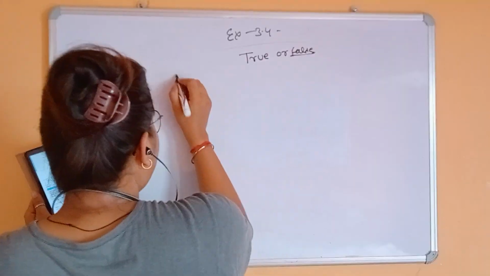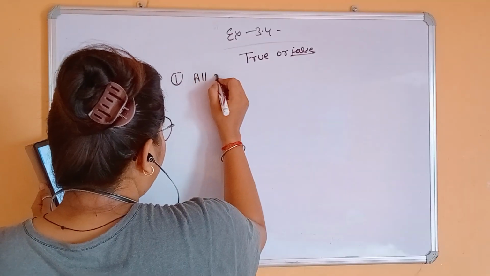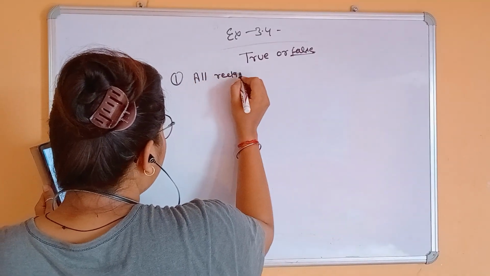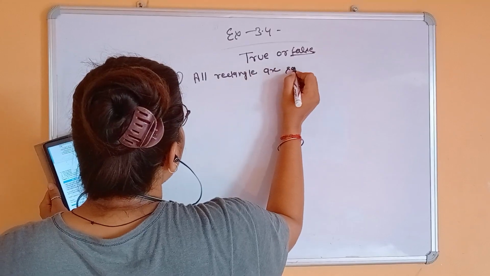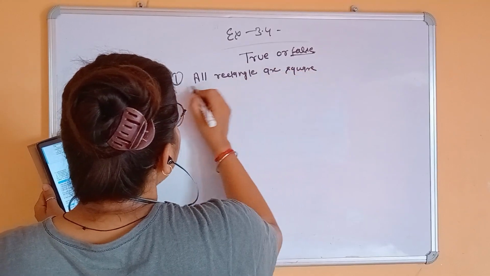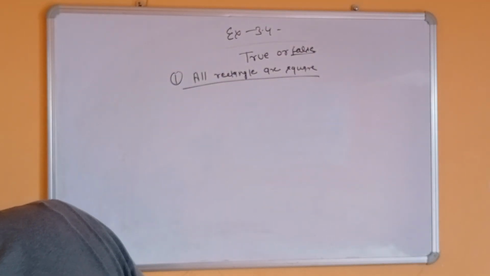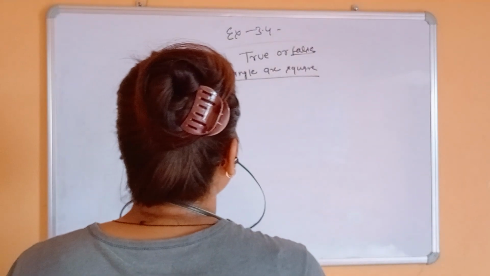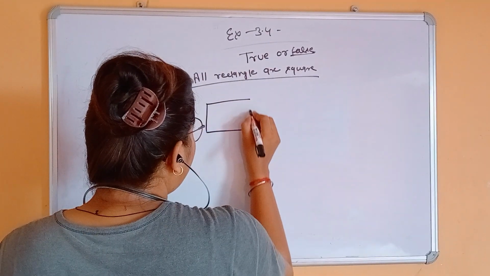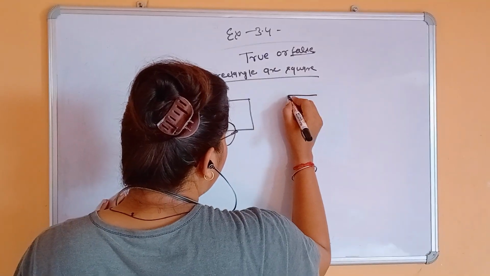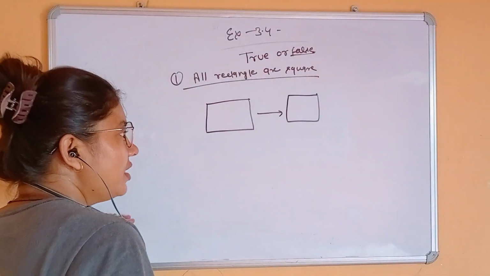What is written here in the first question is: all rectangles are square. That is the question. Now you understand by figure how they are equal or not equal. First we make a rectangle, then we make a square. So we say all rectangles are square. Here we can see the difference easily.